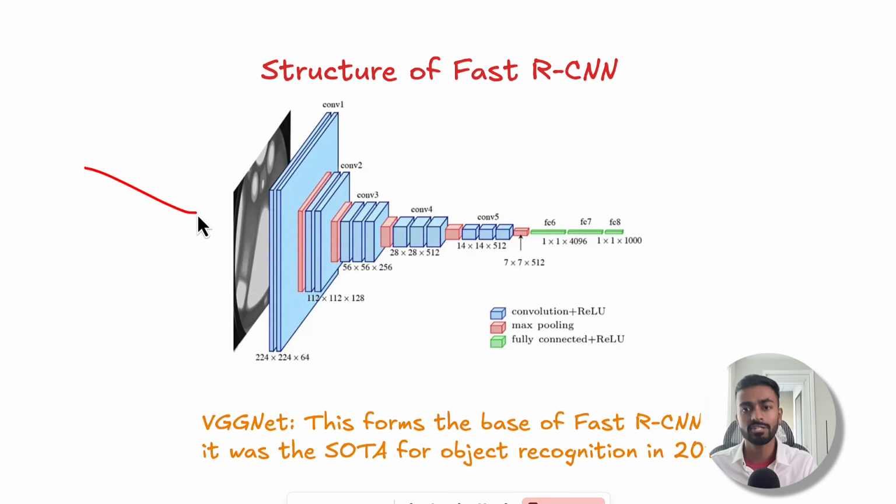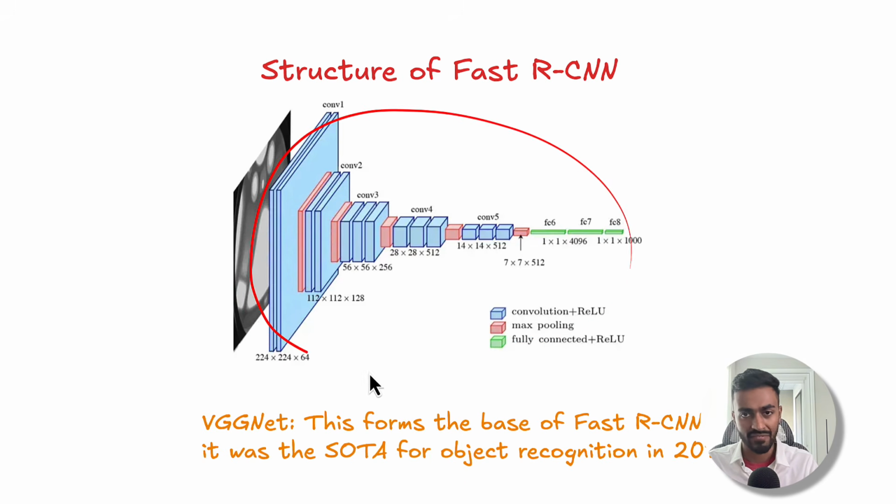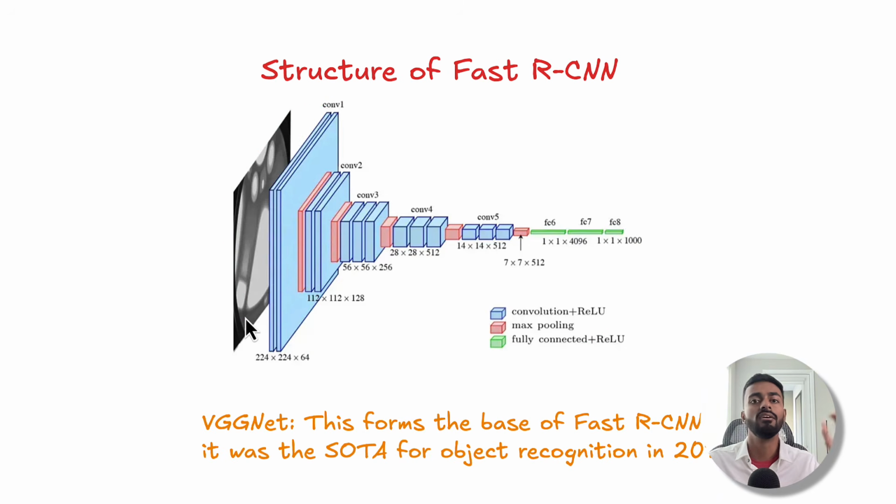That is, given an image, it could classify what that image overall is. Now, let's take a deeper dive into this VGGNet architecture and then also make some changes to see how the Fast RCNN is different and built on top of it.